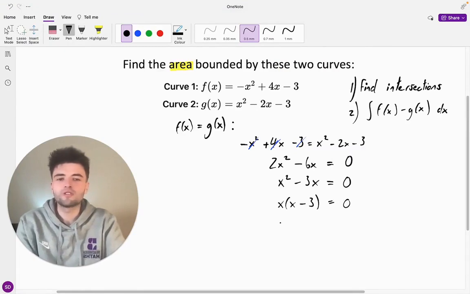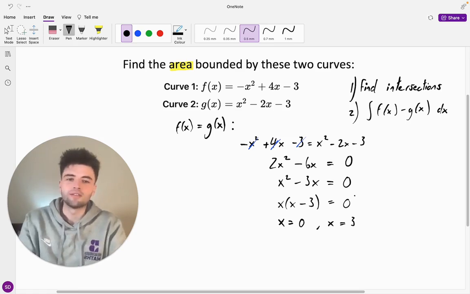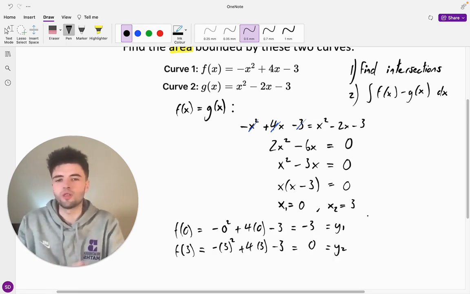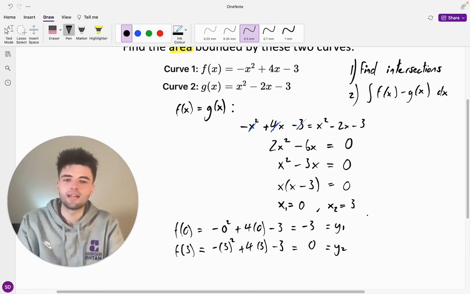Now we factorize our quadratic the same way we always do, and so we know that our roots are x is equal to 0 and x is equal to 3, just setting each of our factors equal to 0. The next step is to plug both of these x values into our functions. You can choose either one to figure out where our y values are going to be for the intersection points. I've just chosen to plug them both into the function f of x. Again, you can plug them into either one because we know both of these points are going to be on f of x and g of x.